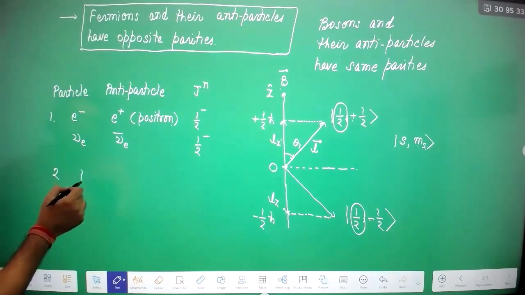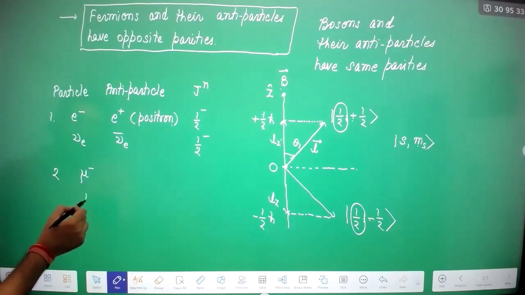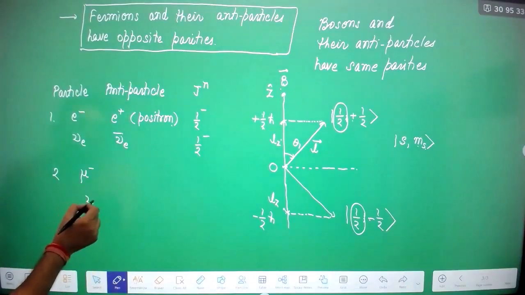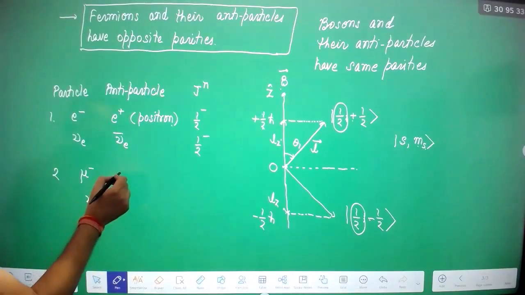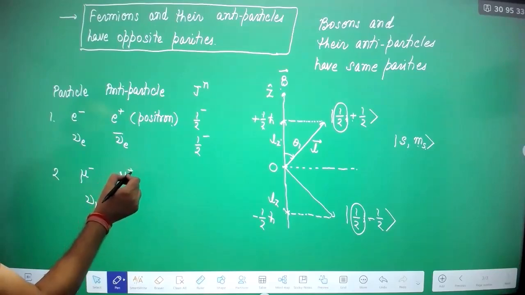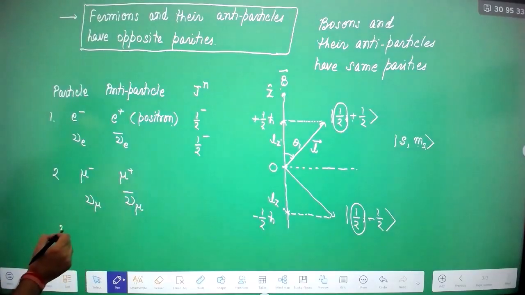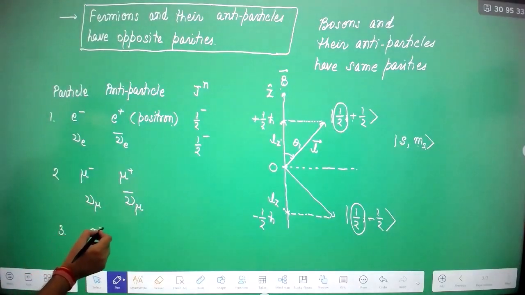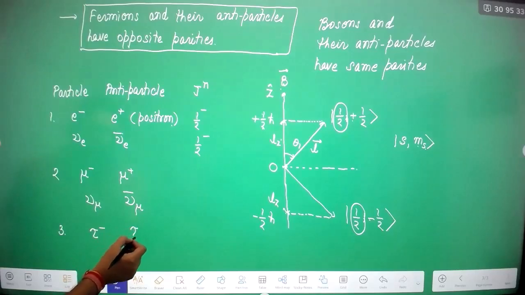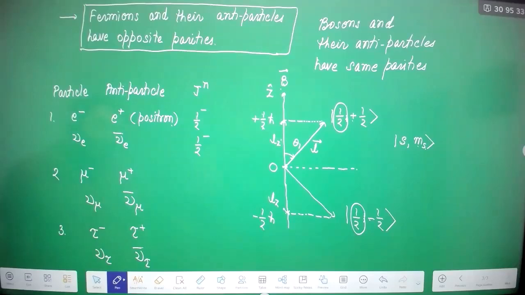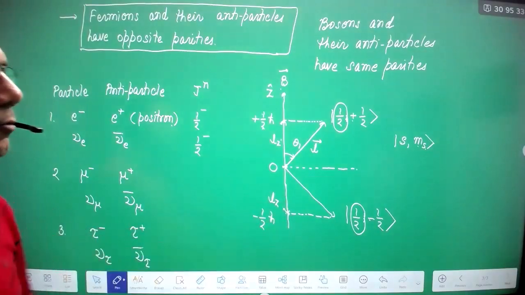Number 2, the second family, this will be the muon family, mu minus and nu mu. Here their antiparticles will be mu plus and nu mu bar. And the third family is the tau family, tau minus, and the antiparticles tau plus and nu tau bar, the anti-neutrino. It will be like this. Please note it down. I will remove it.